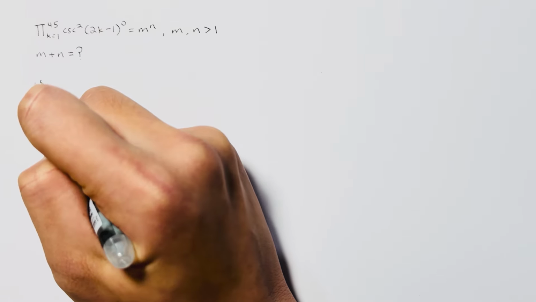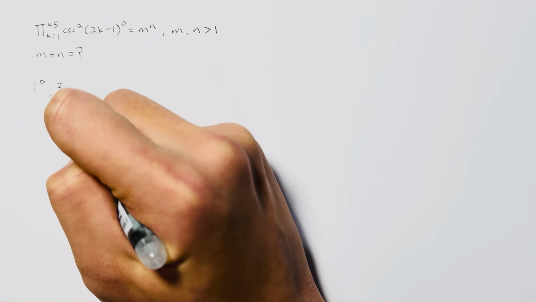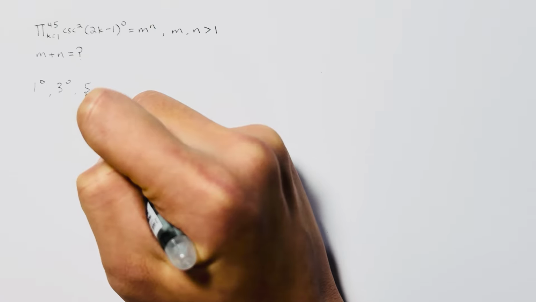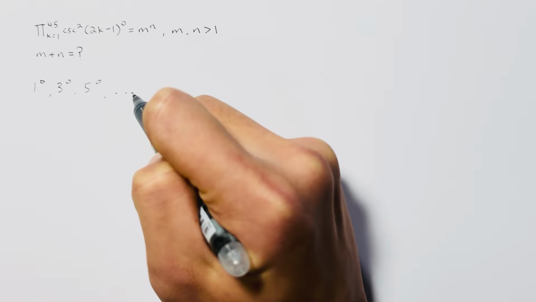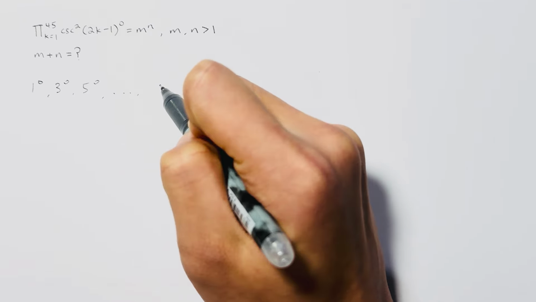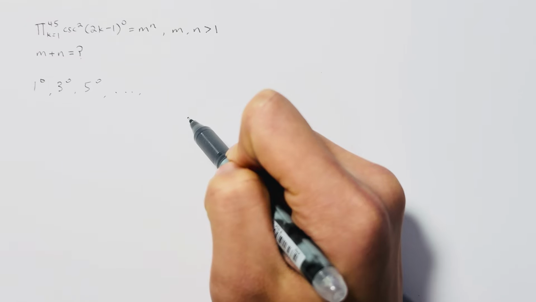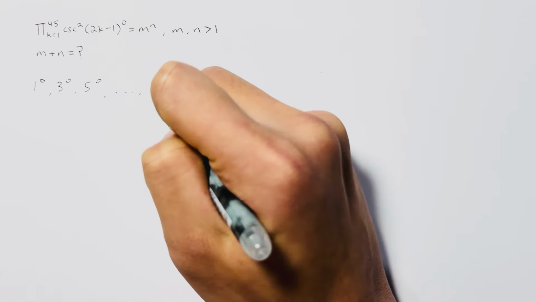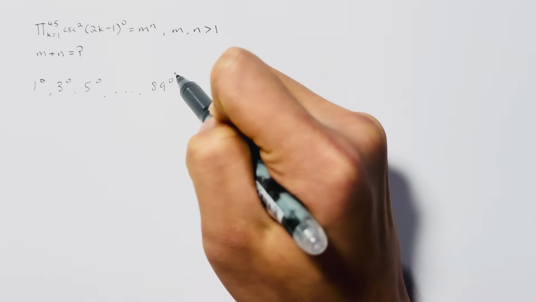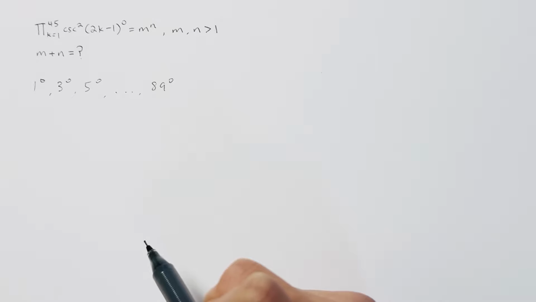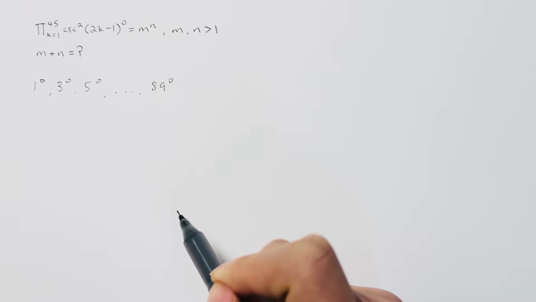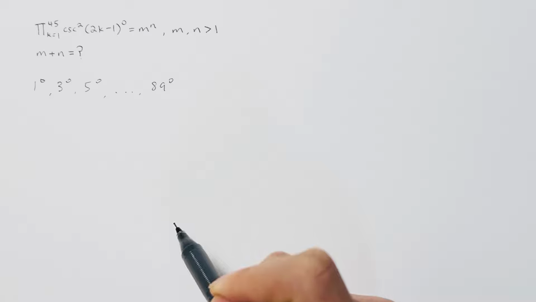the odd numbers from 1, 3, 5, then go all the way to 89. So we have a product of cosecant squared terms with the odd angles 1 to 89 degrees.